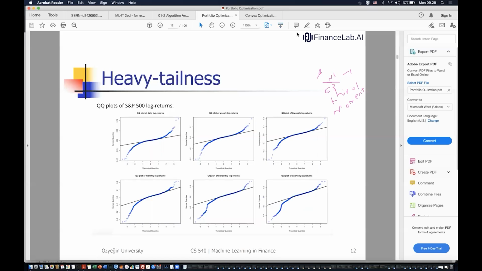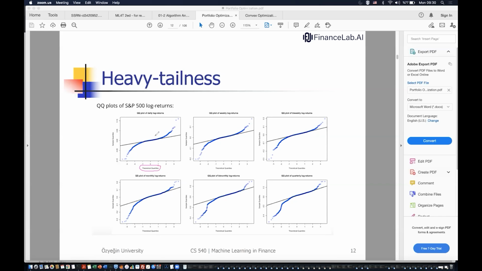Another thing we can look into is the heavy tailedness. For this we have QQ plots, quantile plots, to understand the heavy tailedness of S&P 500 log returns. We have the theoretical quantile on the x-axis, from 0 to -1, -2, and this corresponds to the sample quantile. The more heavy-tailed it becomes, the more different it will be from this kind of function.